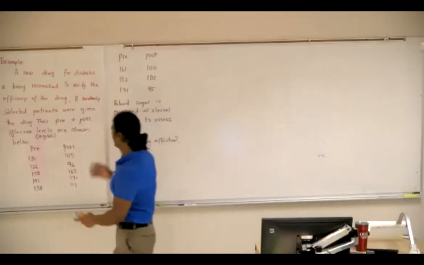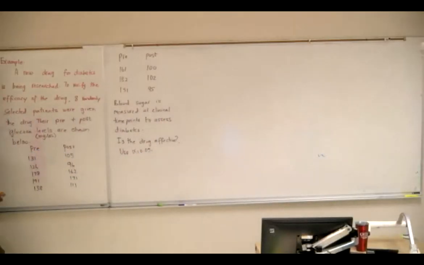So we have the case, we are going to use the same example that we used in the introduction. We have a new drug for diabetes. We want to verify how effective the drug is. So we select 8 random patients. In practice, we need more than that.